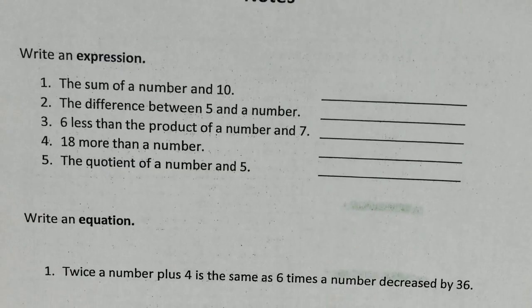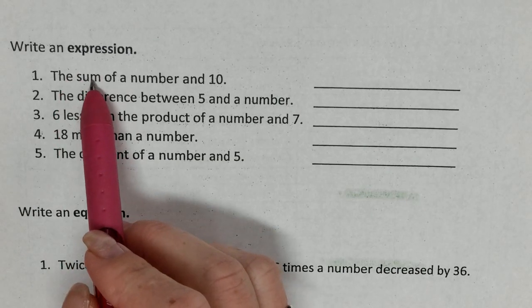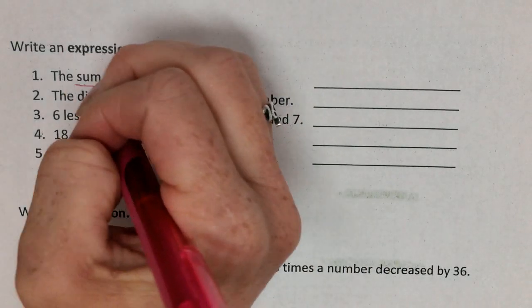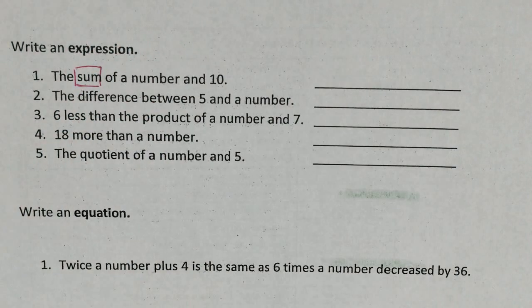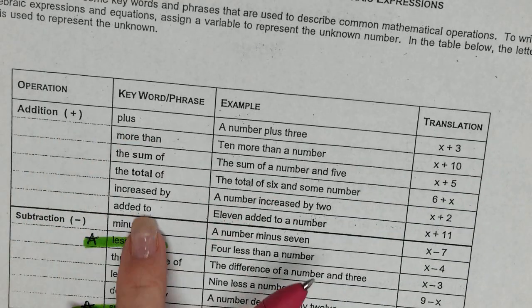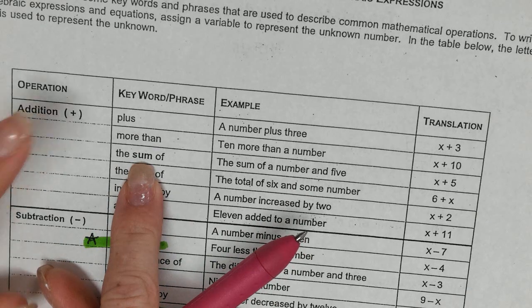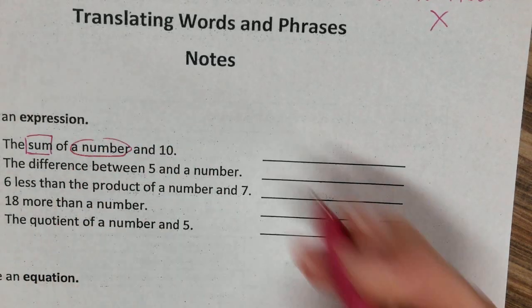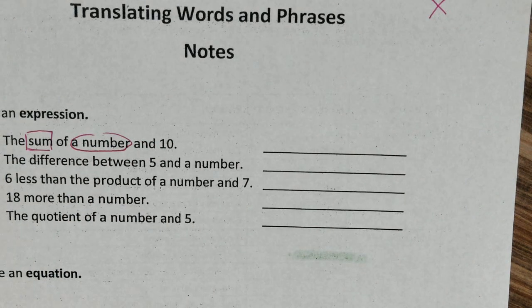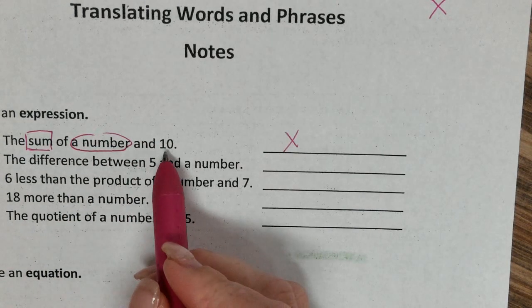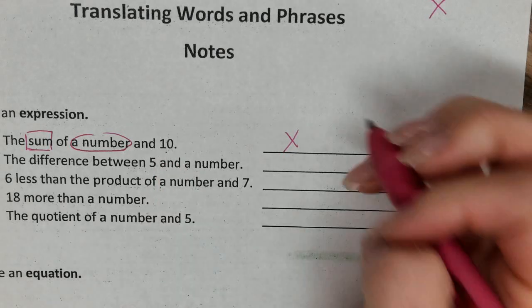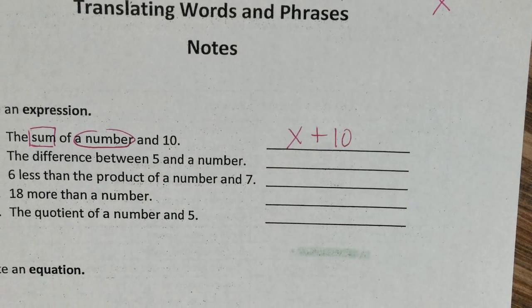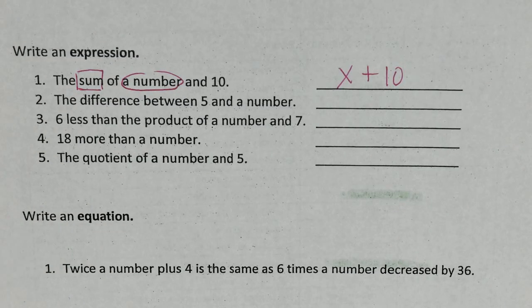All right, so here we go. The sum. Ooh, there's a word we need. What does sum mean? We just read it. If we don't know it, where do we look? Back here. So I go over here. Here's sum. Sum means add. So the sum of a number. What are we going to write when we see a number? X. And we're going to add it to 10. So I write x plus 10. Is this hard? No, you have your cheat sheet, right?